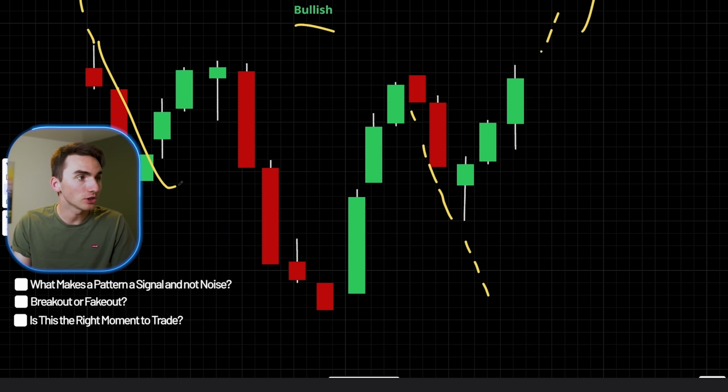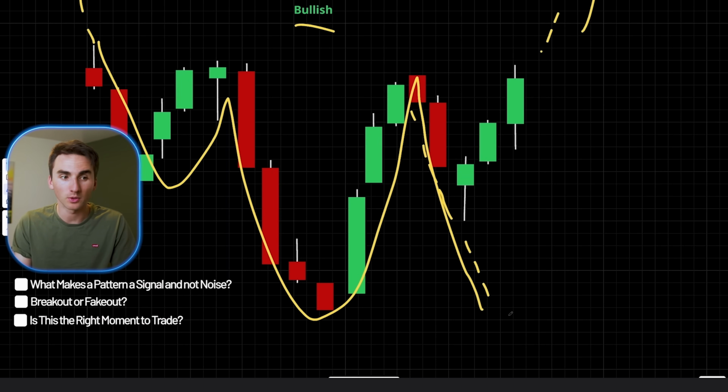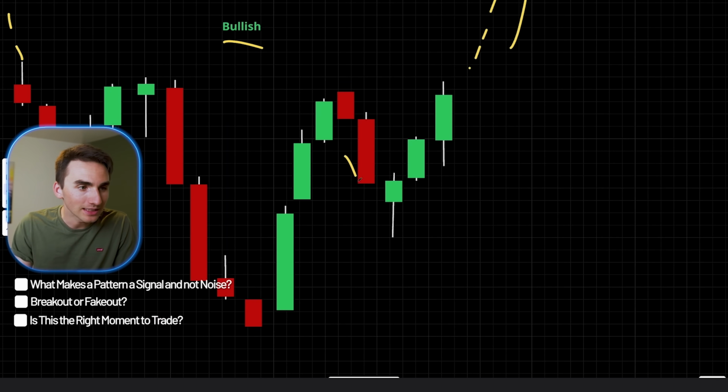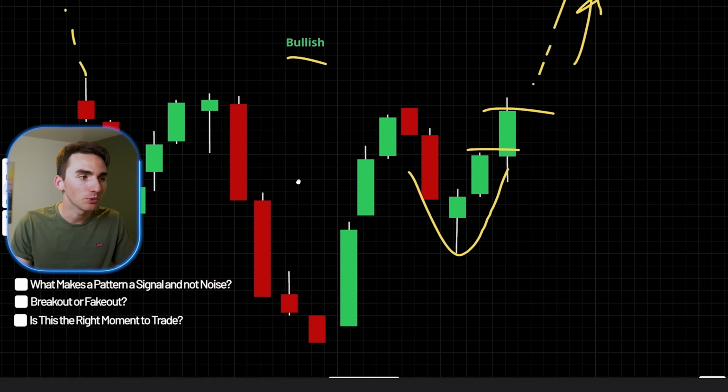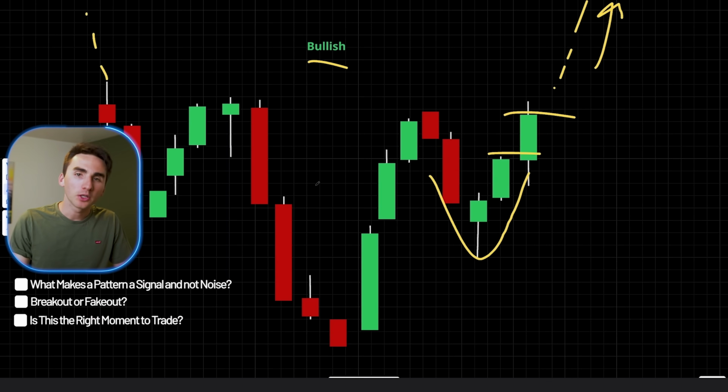Because, well, it could just continue making lower lows and lower highs here, but once it creates this bottom here and really starts to form this candle and this candle, that's when you can confidently say that, okay, it's starting to shift. And that's how you use these patterns to understand what the market is gonna do.